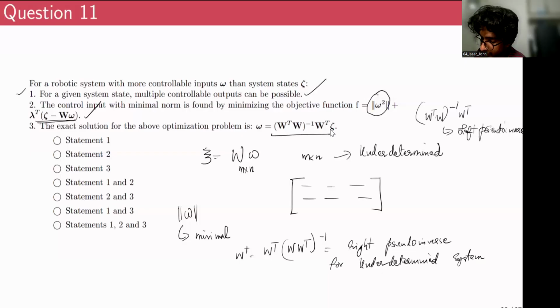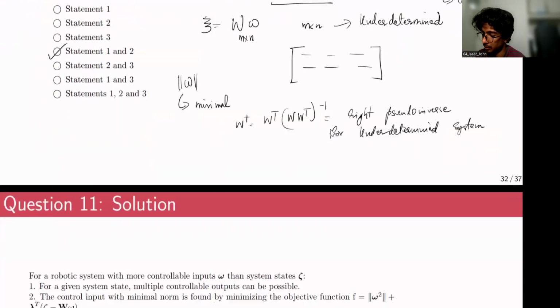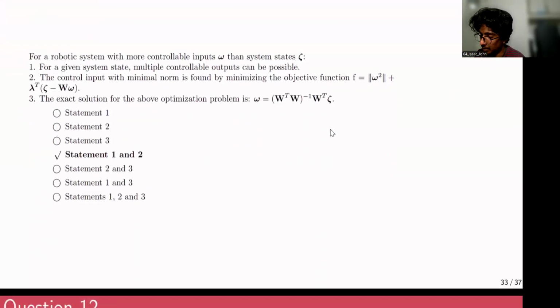So options 1 and 2, statements 1 and 2 are true, but statement 3 is actually false. So in that regard, our correct option is option B. Okay. So yeah, that's about it.